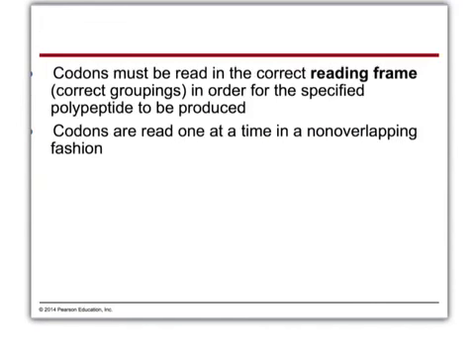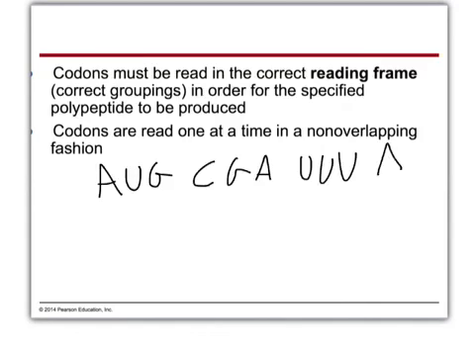Now, codons must be read in the correct reading frame. This has profound effects. We have to have a distinct start point so that we know where the triplet code is going to begin. For instance, if we start with AUG, then CGA, UUU, A, and whatever's left, that would give you distinct amino acids: amino acid 1, 2, 3, and 4.